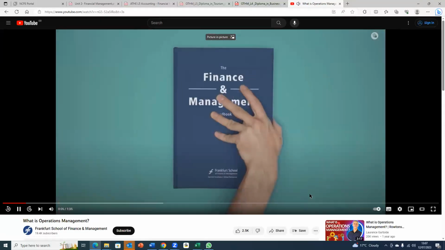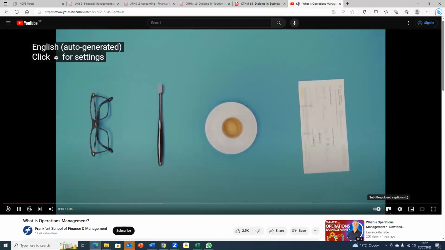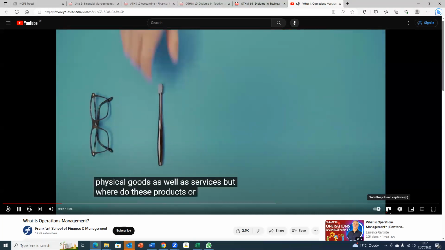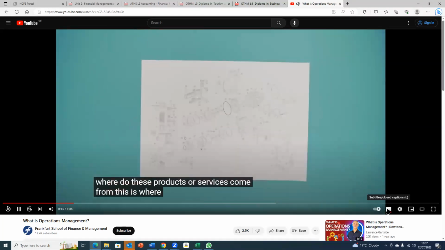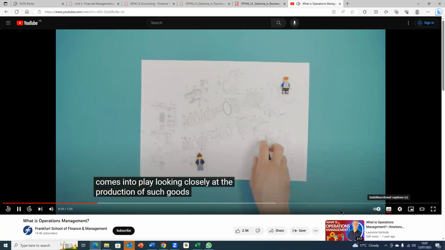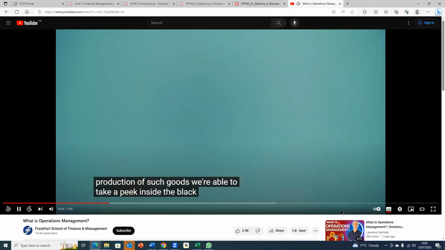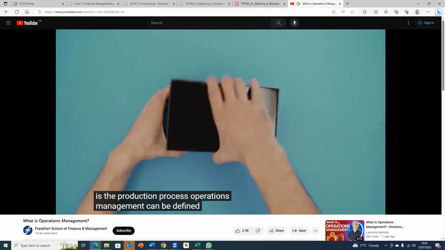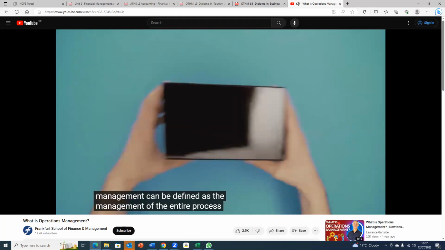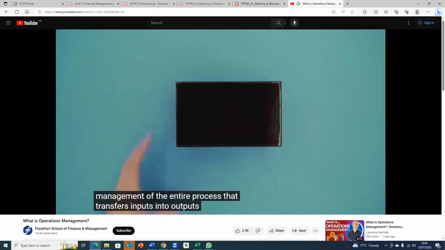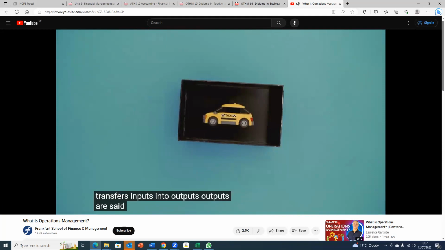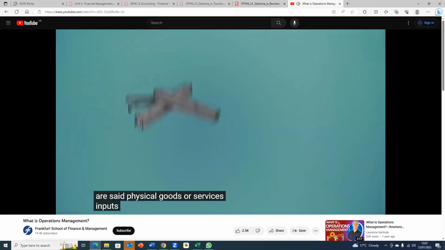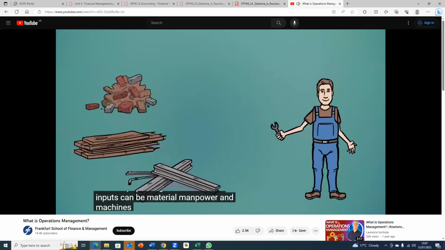Operations management. In our day-to-day lives, we routinely deal with both physical goods as well as services. But where do these products or services come from? This is where operations management comes into play. Looking closely at the production of such goods, we're able to take a peek inside the black box, which is the production process. Operations management can be defined as the management of the entire process that transfers inputs into outputs. Outputs are said physical goods or services. Inputs can be material, manpower, and machines.